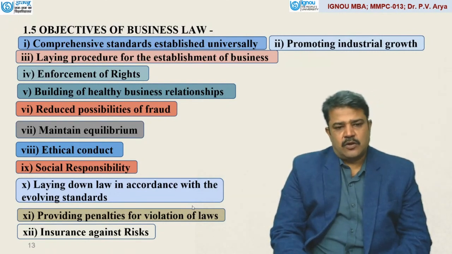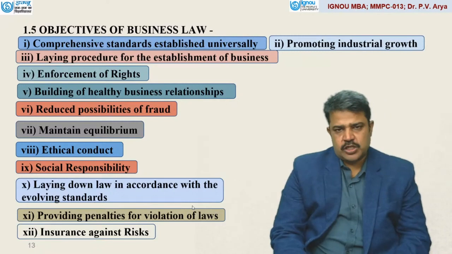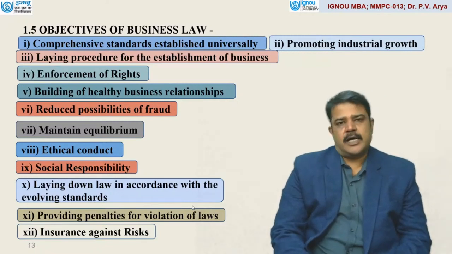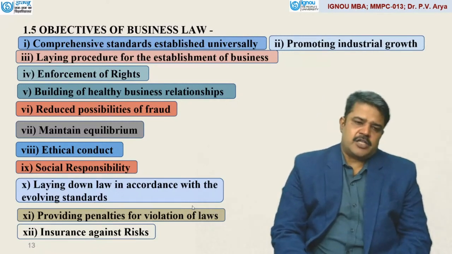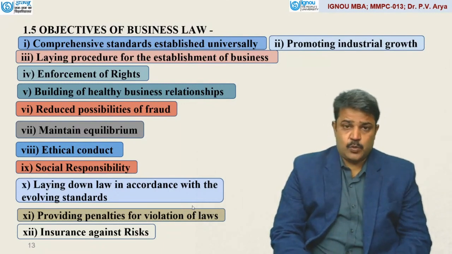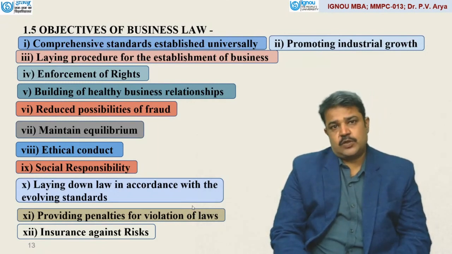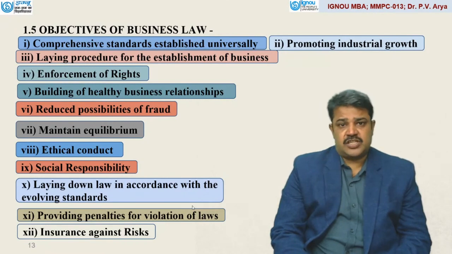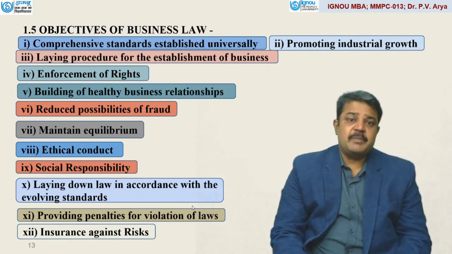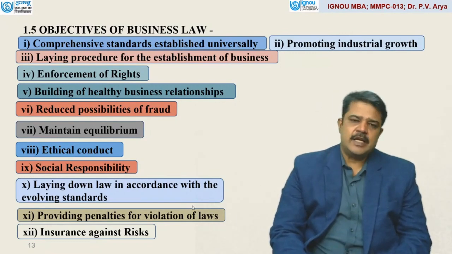Then, laying down law in accordance with the evolving standards. We all understand nobody can predict the future with 100% accuracy. There are chances of error. There are chances of something happening which was not anticipated well in advance. So in order to cope with the changing scenario, business law keeps on changing. It remains updated with the time. So it is called laying down law in accordance with the evolving standards.